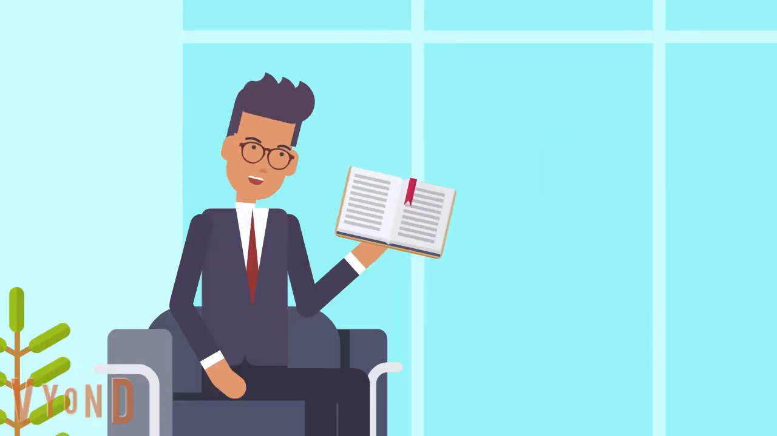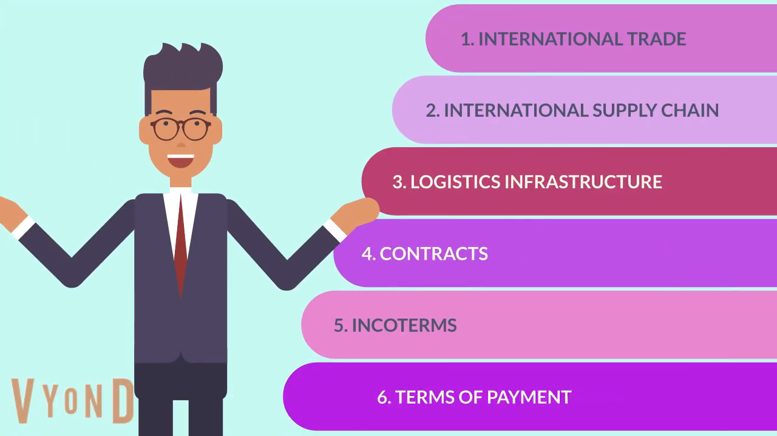So how is this unit structured? What do you need to do? Well, the unit is made up of 12 workshops. The workshops begin by a review of international trade. We then look at international supply chains. In the third workshop, we look at infrastructure. And then we explore contracts. In the fifth workshop, we explore terms of trade, often called Incoterms. And after that, we move on to look at terms of payment.